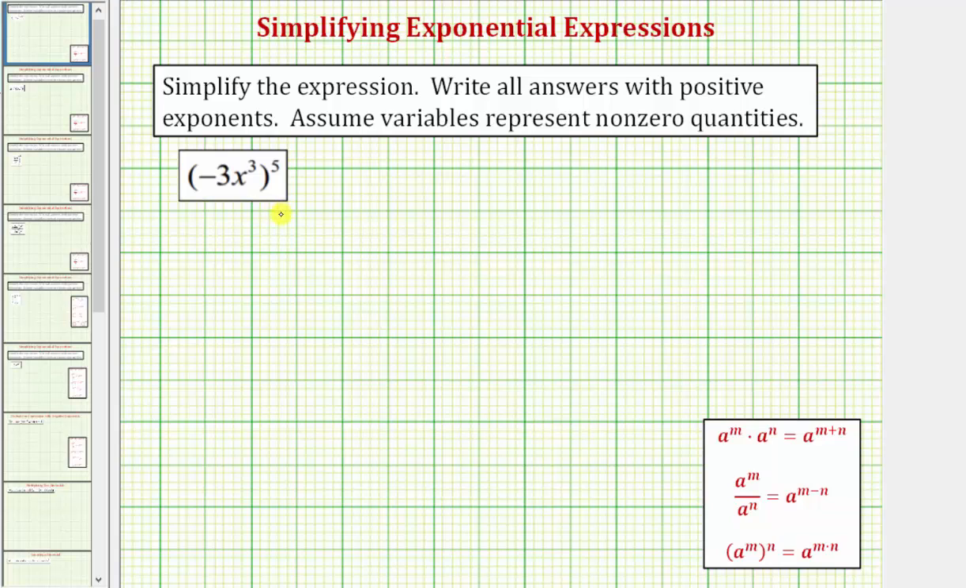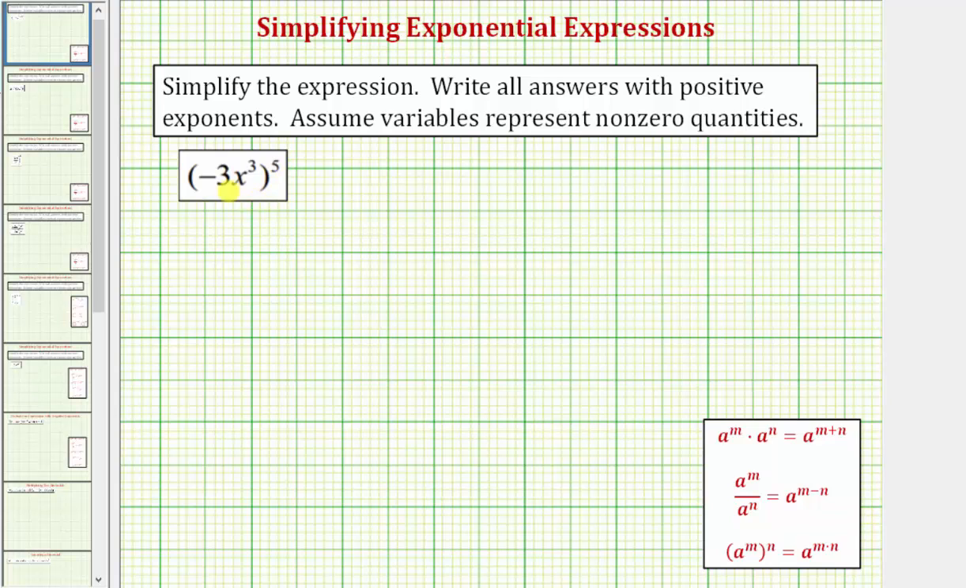We want to simplify the given expression. We have (-3x^3)^5. We'll be applying the power to power property of exponents shown here below, where (a^m)^n equals a^(m times n). So if we have powers to powers, we multiply the exponents.